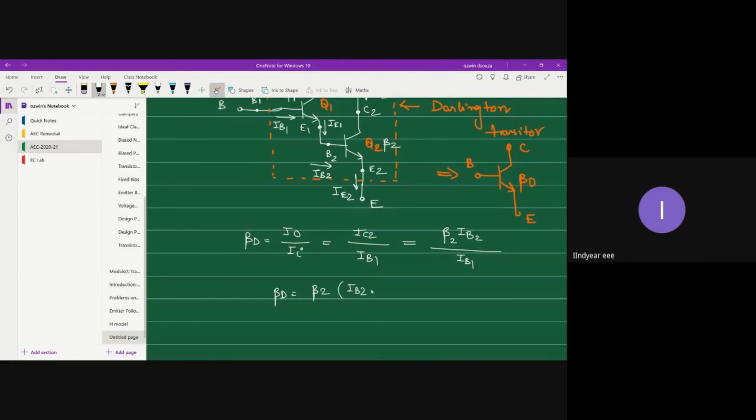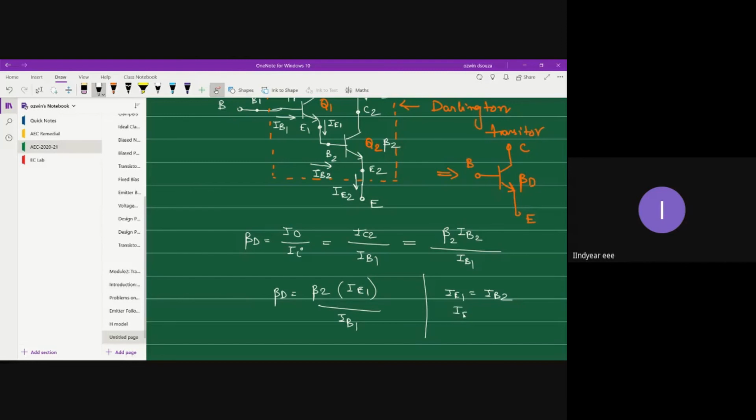So IB2 is equal to IE1 divided by IB1. Let me write, if you see the first transistor emitter current, it will get into the second transistor base terminal. So IE1 is equal to IB2.